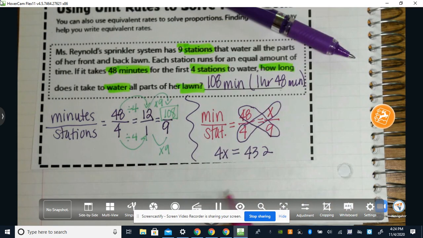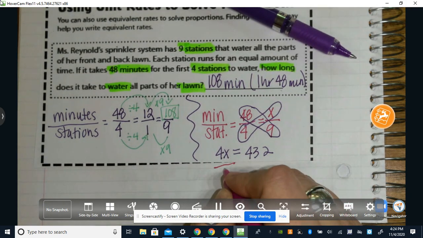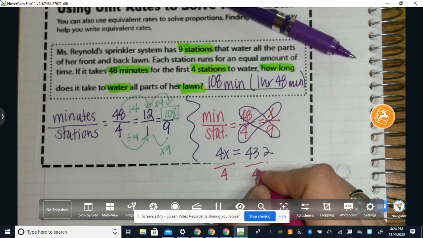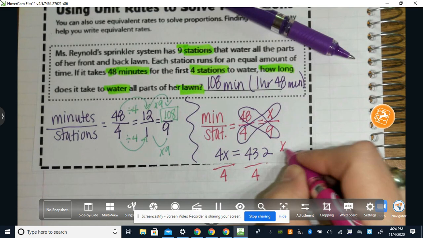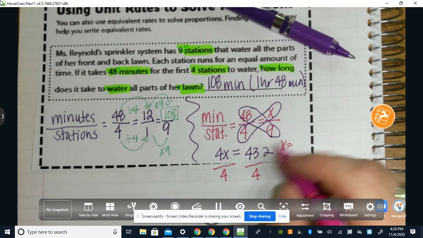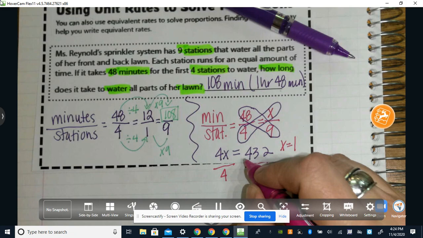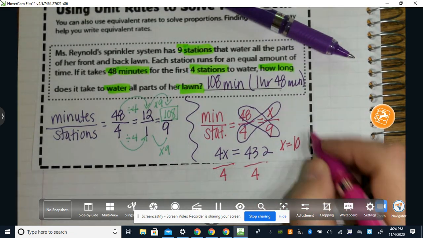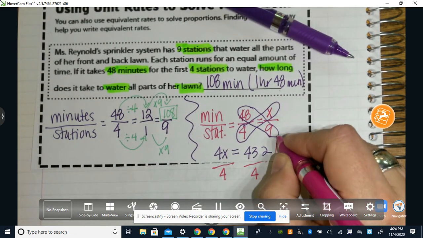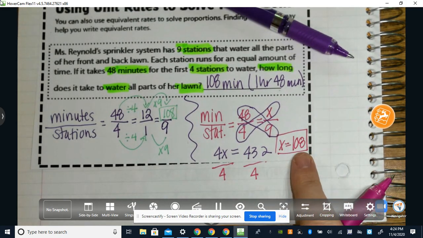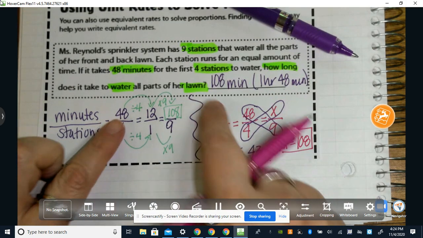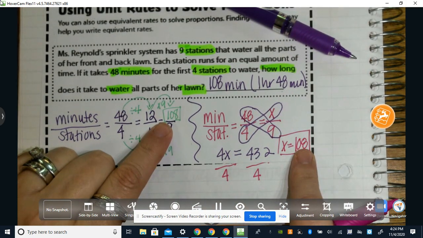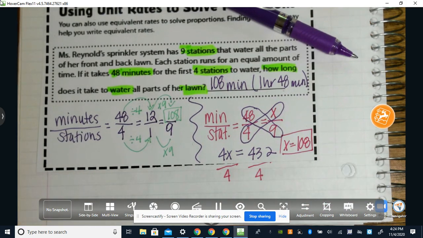So now 4 times what is going to give me 432? Well, I need to divide each side by 4. And 4 can go into 432, so 4 can go into 4 1 time, 4 can go into 3 0 times, and 4 can go into 32 8 times. So my answer would be 108. Same question, same information, same answer. I just went about it 2 different ways.